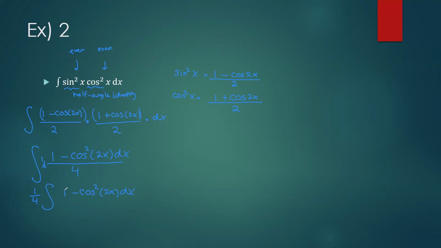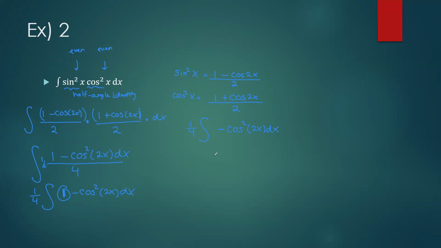Well, actually, did you know this is a 1, this is a constant, so what can you do with a constant? You can take that out. So let's do that. I'm going to take out that 1. So if you have a 1 here and a 1/4, that's going to be 1/4. And then you have minus cosine square of 2x dx.